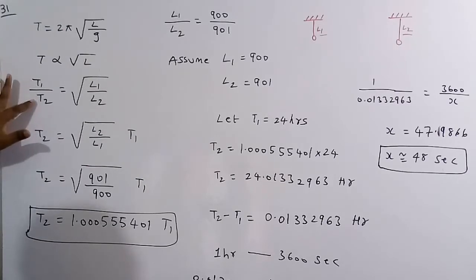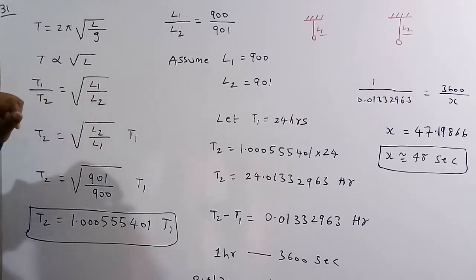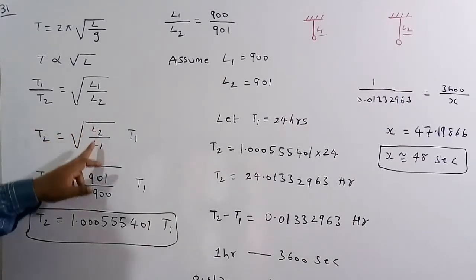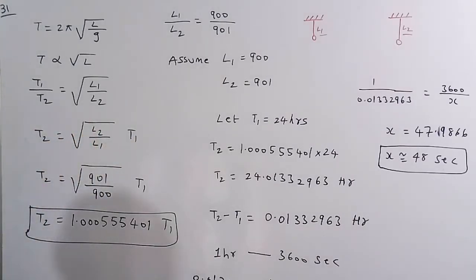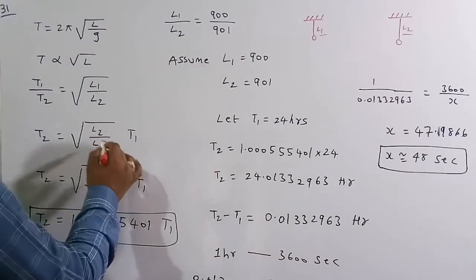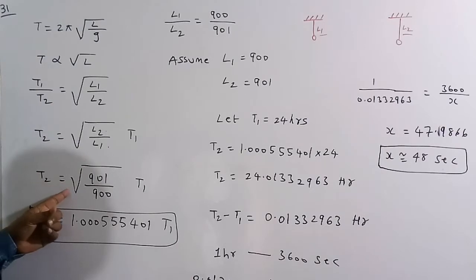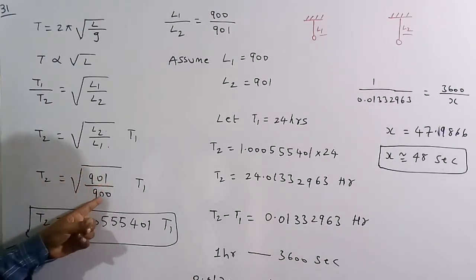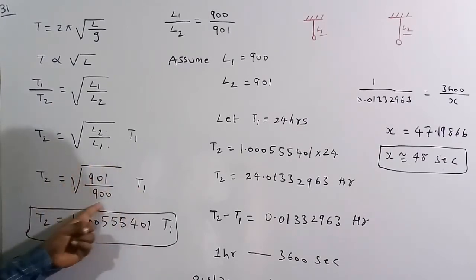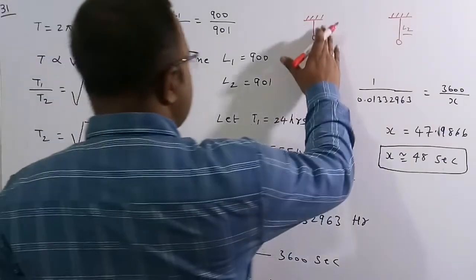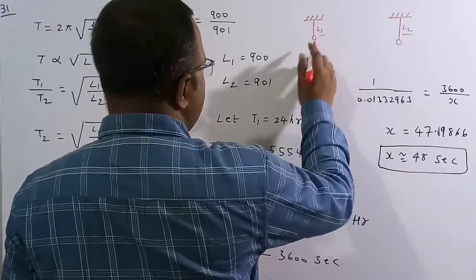Therefore T1 by T2 is equal to under root L1 by L2. I want to know the value of T2, so T2 is equal to under root L2 by L1 into T1. Here I know the value of L2 and also the value of L1, so I am going to substitute those values. Finally, T2 is equal to under root 901 by 900 into T1. If you solve this ratio, we finally get T2 is equal to 1.00055401 T1.